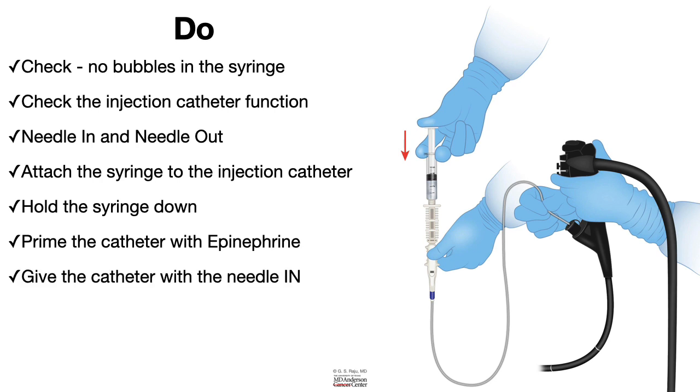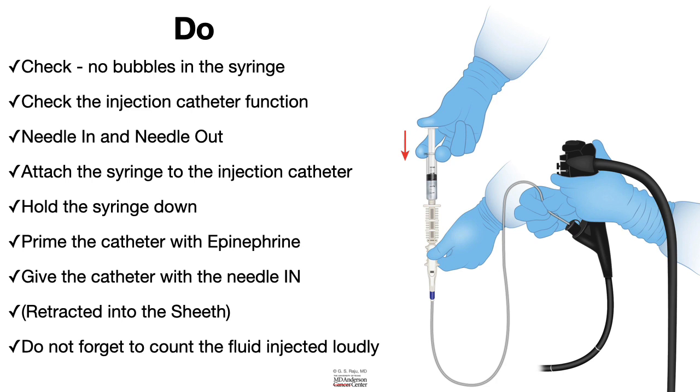Prime the catheter with epinephrine and make sure you give the catheter to the endoscopist with the needle in, i.e., retracted into the sheath. That way you are not going to cause any accidental injury to the endoscopist. This is very important. And when you inject any solution, especially epinephrine, do not forget to count the amount that you're injecting very, very loudly. 1 cc of epi gone in, 2 cc's of epi gone in, 3 cc's of epi gone in. So it's very important that the endoscopist knows how much fluid you're injecting so that he can decide how much he wants to deliver in.